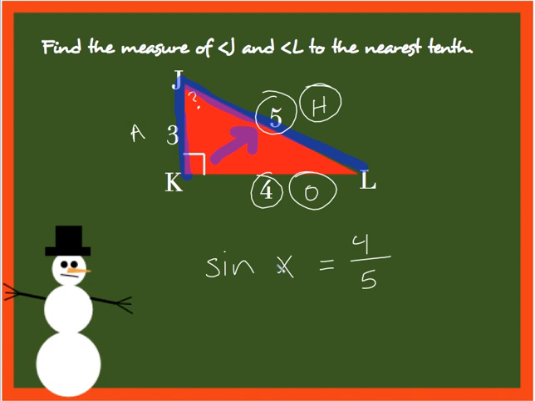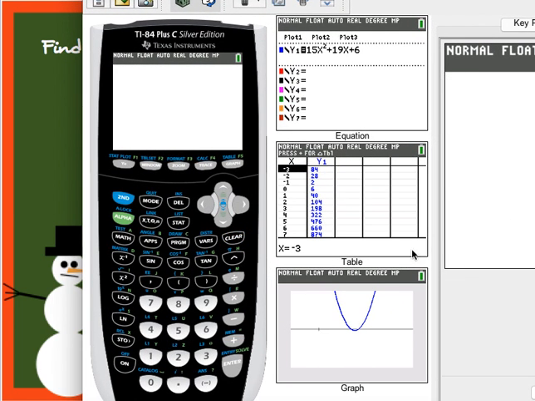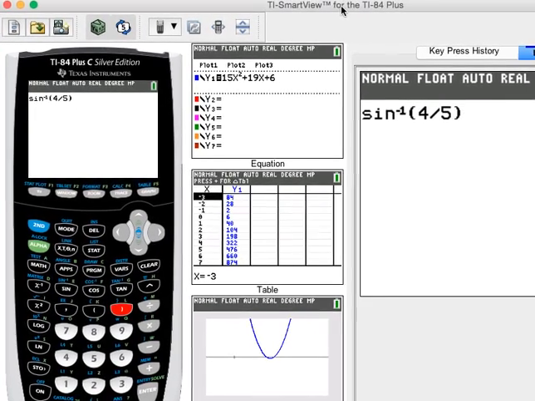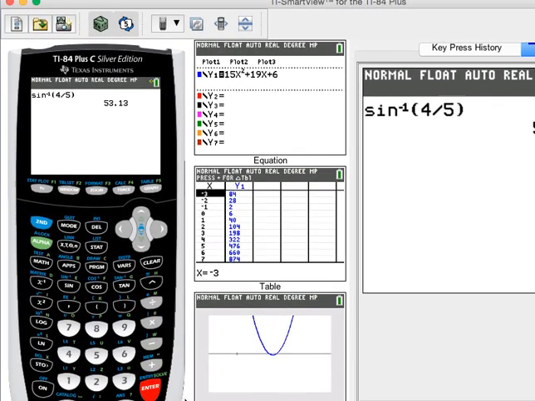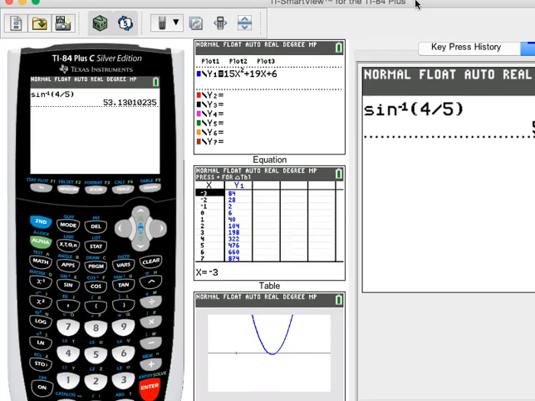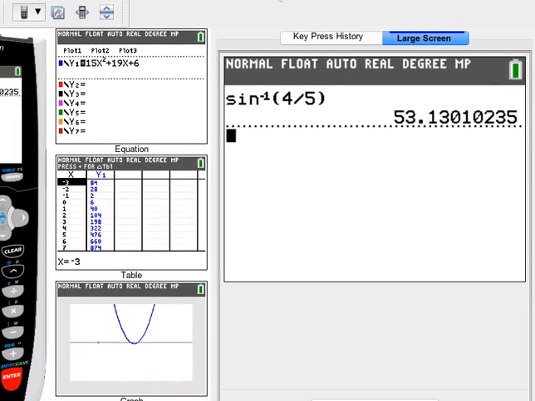But when you notice that your X is with your trig ratio, you should know that it's inverse. So you do the inverse of sine is 4 over 5, and that equals X. So in your calculator, you would type second sine 4 over 5. Let me scooch this over so you can see a little bit more of it. There's the big screen.